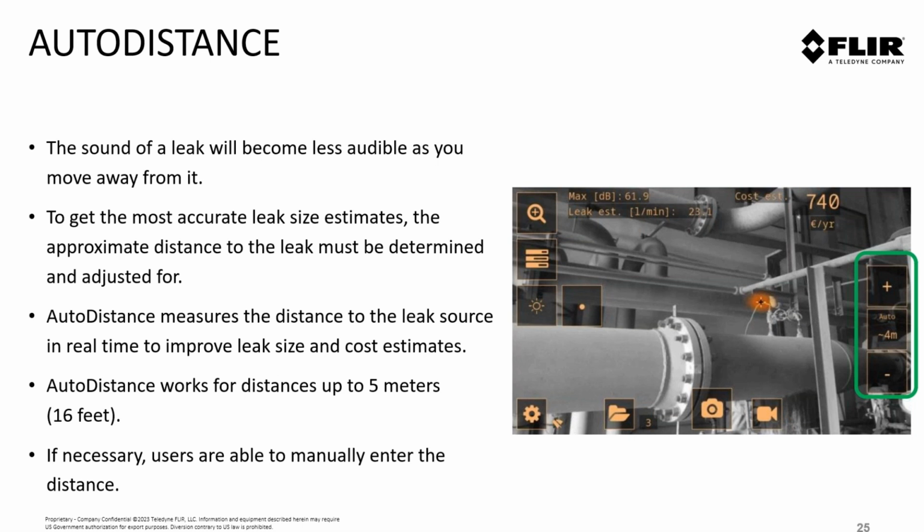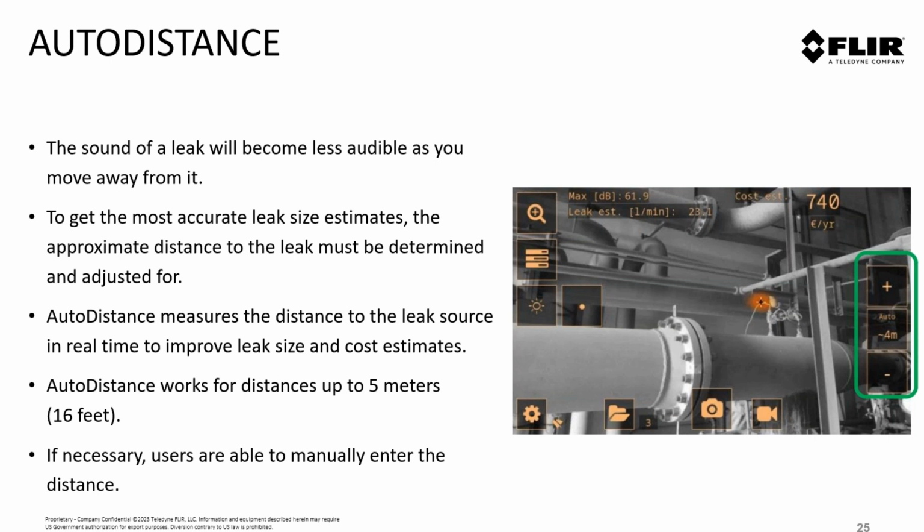So some of the more specifics, talking about the technical specifics around the tool, the auto distance function. This is kind of important where we need to know how far away we are so that we can effectively quantify that leak. To get the most accurate leak size estimates is really being able to auto distance how far away we are. It works up to 16 feet away for auto distance. You can manually set it further, and it will allow you to detect leaks from even further away.